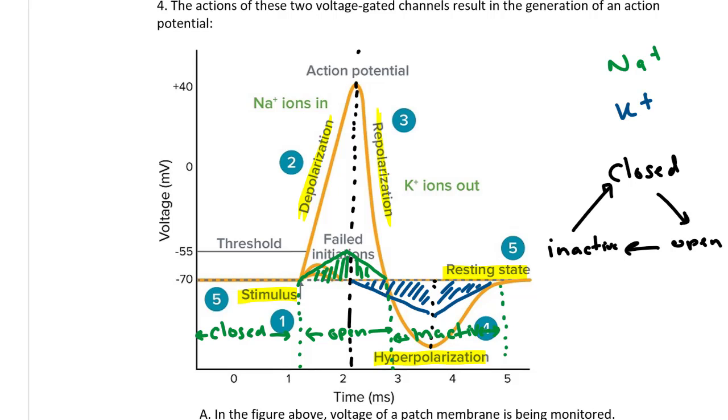Now, in the case of the potassium channels, they are in the closed state right here, and then they start to transition to the open state.